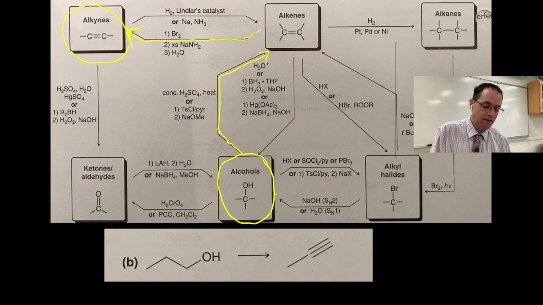To go from an alcohol to an alkene, which is a reaction we learned already in this class, we can add acid and heat, and that will give me the alkene. That's right here, H3O+. Now to go from an alkene to an alkyne, I want to add bromine and then NaNH2.